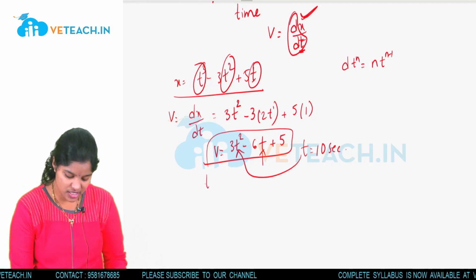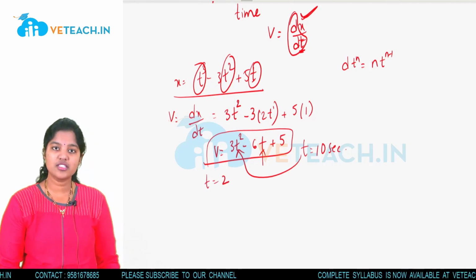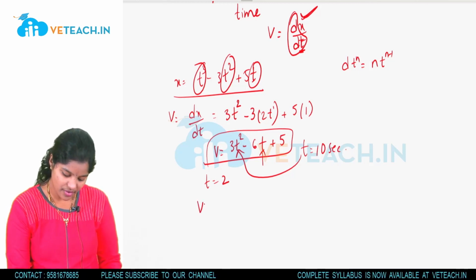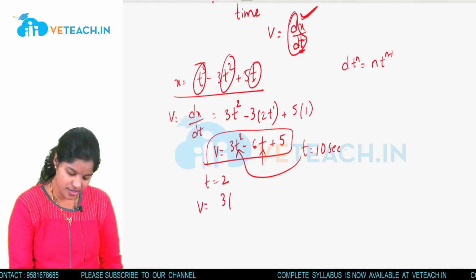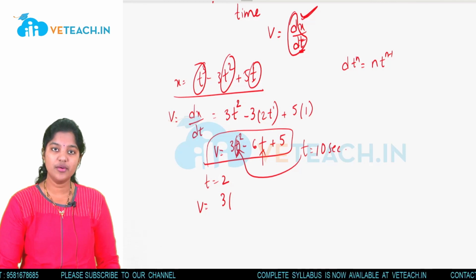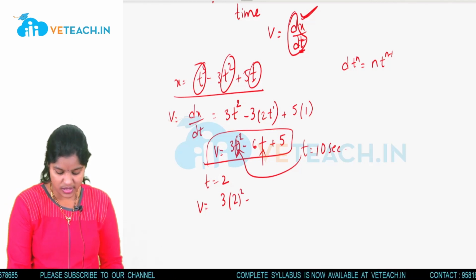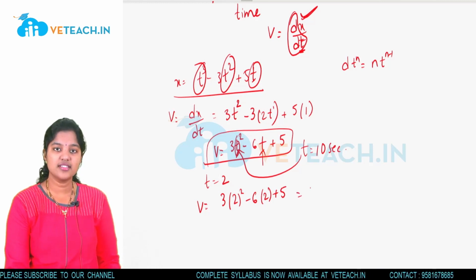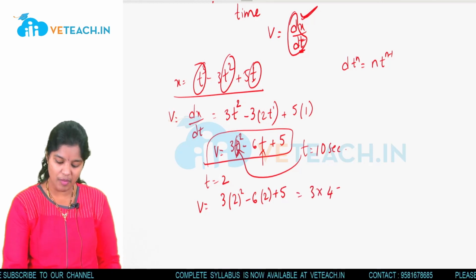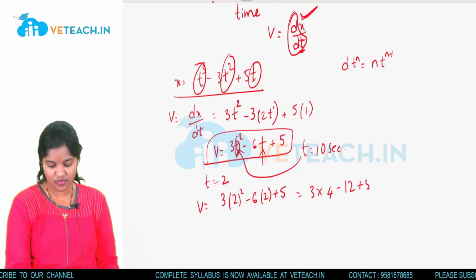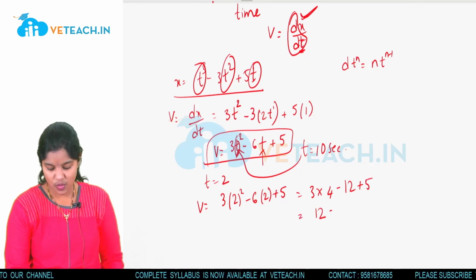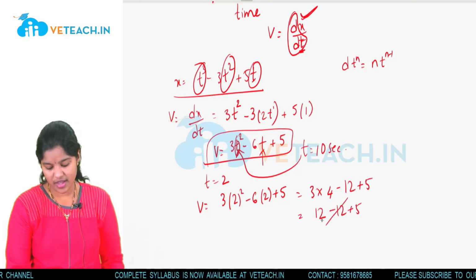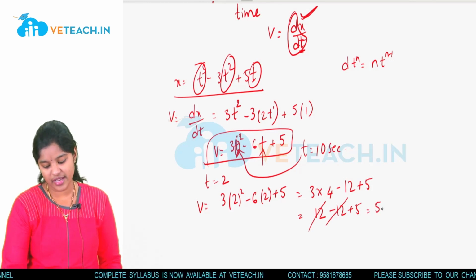If they give t is equal to 2 seconds, what is the velocity? Now let us find out. V is equal to 3 into, in place of t, substitute the value 2. So 2 whole square minus 6 into 2 plus 5. That is equal to 3 into 4 minus 6 twos are 12 plus 5. That is 12 minus 12 plus 5. These both will get cancelled and we will get 5.